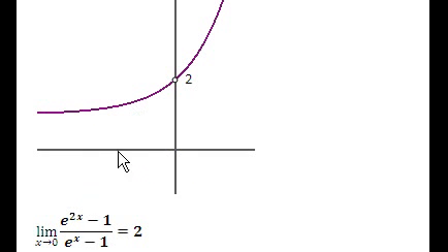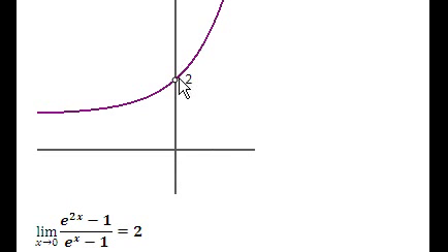Okay, so here's the graph of the function e to the 2x minus 1 over e to the x minus 1, and we were plugging 0 directly into the function and getting 0 over 0, which means that there's a hole right here in the graph. As you can see, I've got it indicated, and we would at least like to know where this hole is located on the y-axis. And of course, if we take the limit of this function as x goes to 0, we can find out where that hole is actually located. So that's kind of the power of the limit.